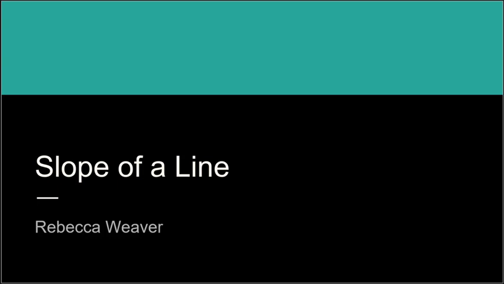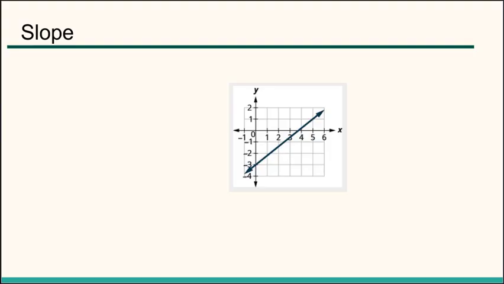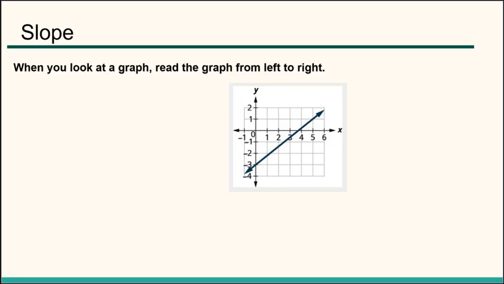I'm going to be talking about the slope of a line today. So let's get started. We're looking at some graphs. Here's our first graph, and we're going to be looking at the slope of this line. When you read a graph, you're going to read it from left to right. So if I was reading this from left to right and I was walking on that line, you might say that I was walking uphill.